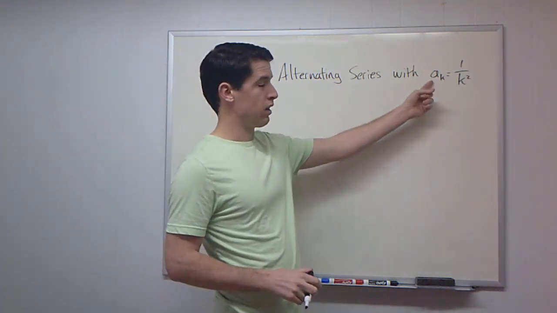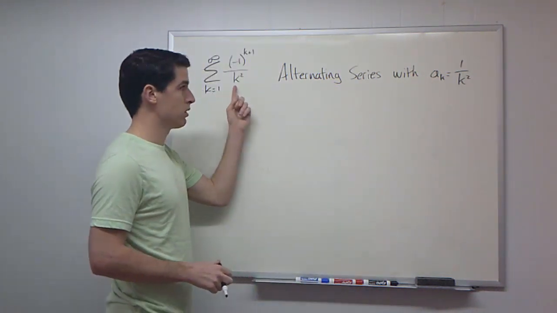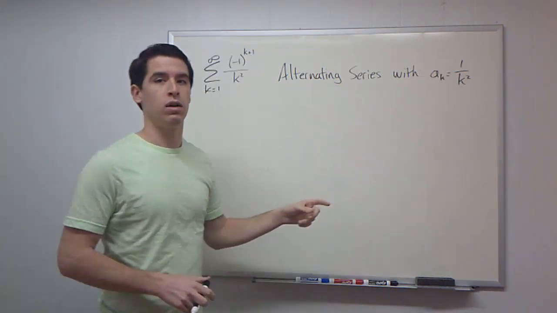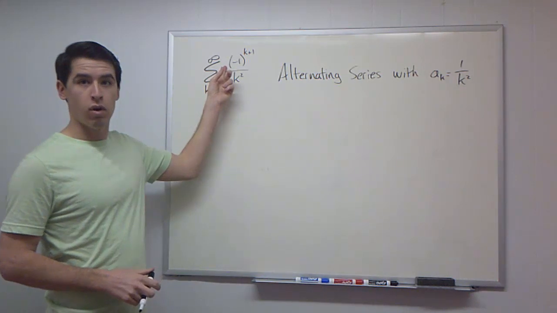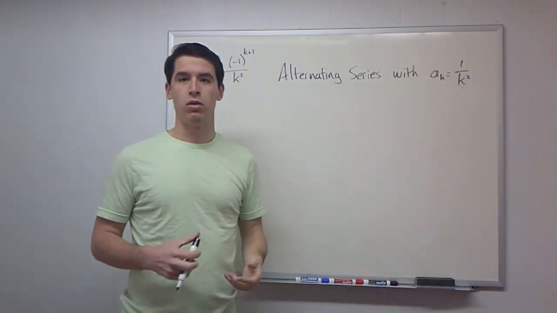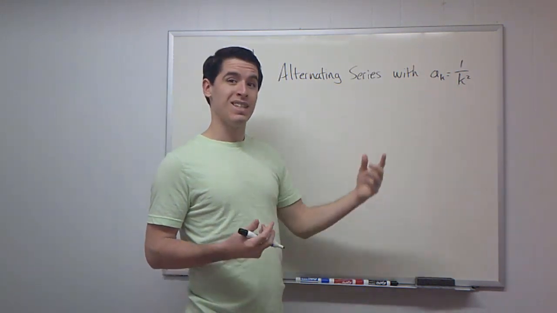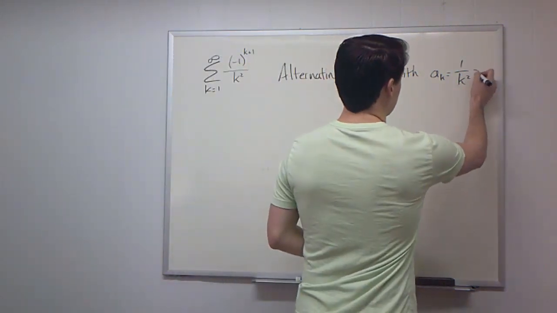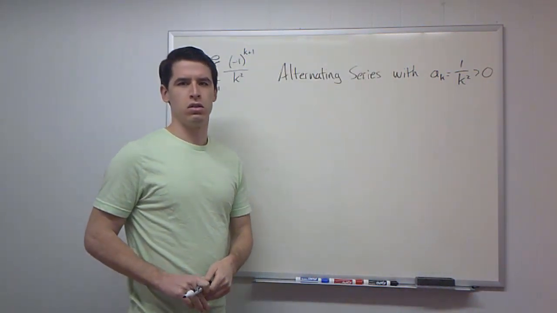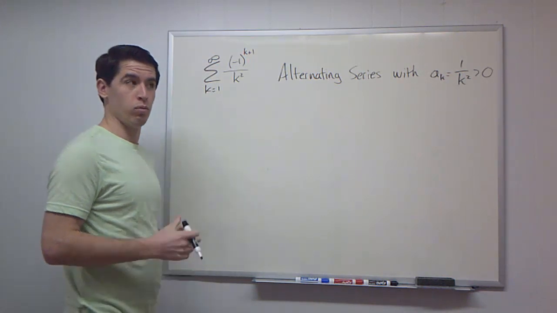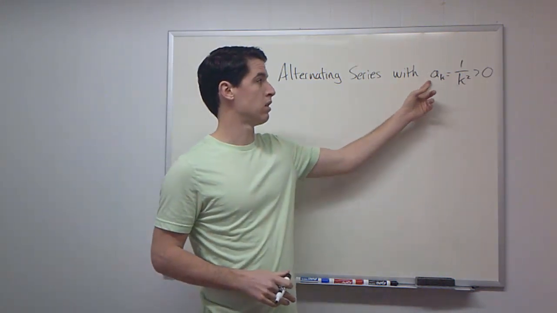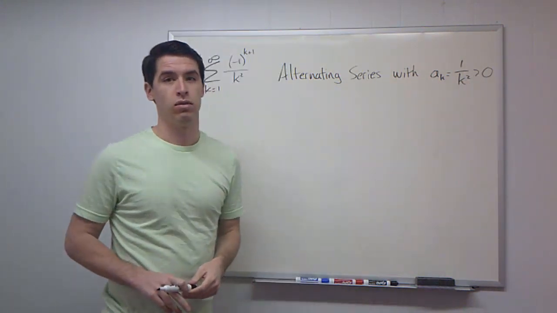And our a sub k, the absolute value of the terms of this series, is just 1 over k squared. When you get rid of the negative 1 to the k plus 1, you're just left with 1 over k squared. And you'll note that the a sub k is positive, so we can make a note that 1 over k squared will always be larger than 0, and we need that for an alternating series. We need our a sub k's to, in fact, be positive.